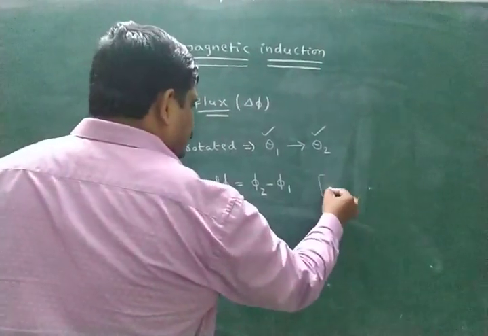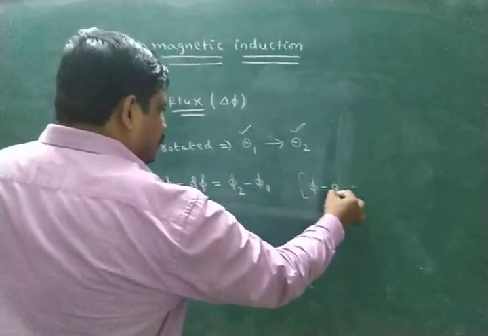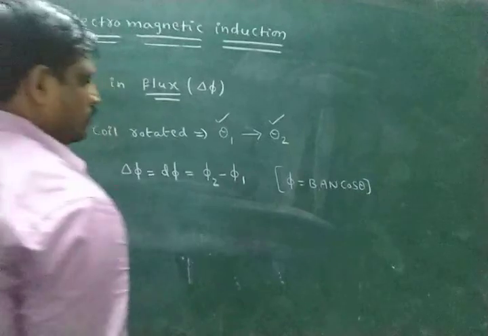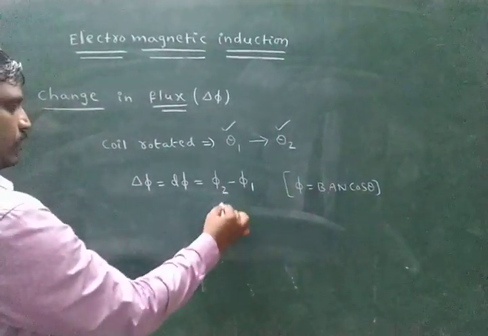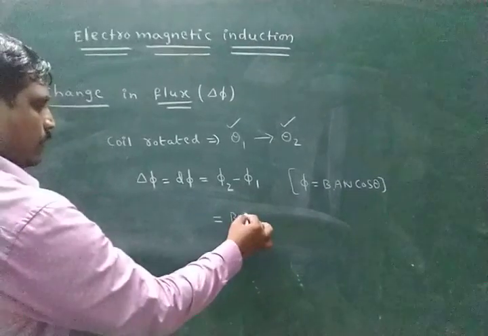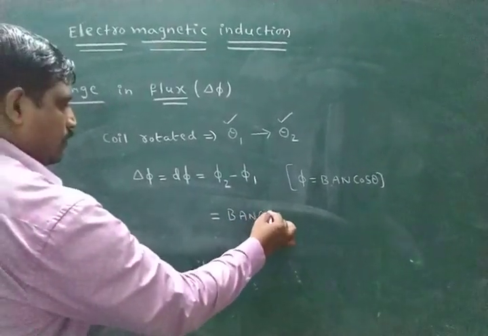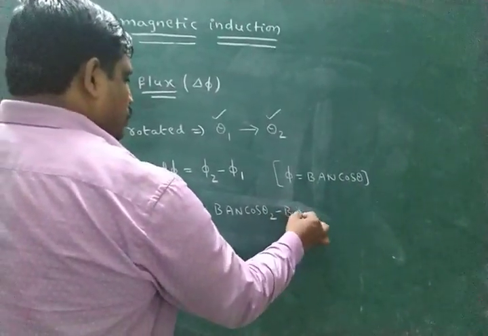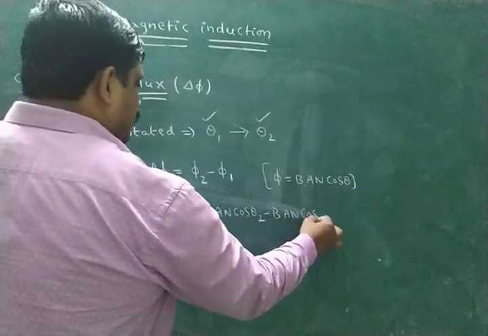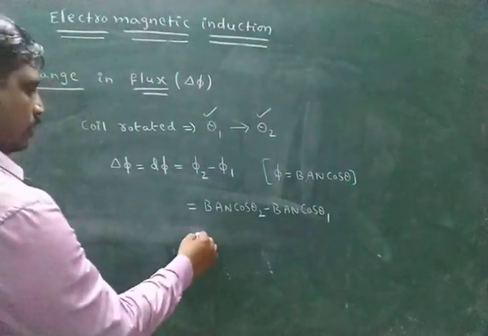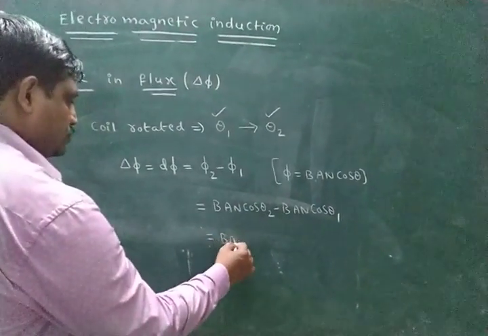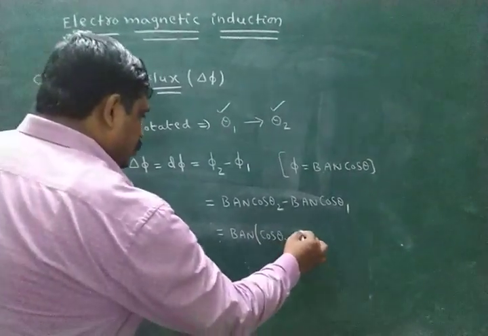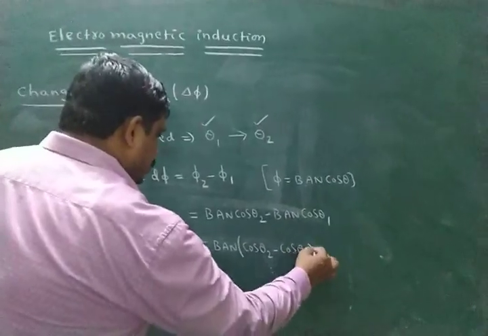What is the flux formula in the chapter? B A N cos theta. Look here. Here phi 2 is written as B A N cos theta 2 minus B A N cos theta 1. Here the common term is BAN, into cos theta 2 minus cos theta 1.